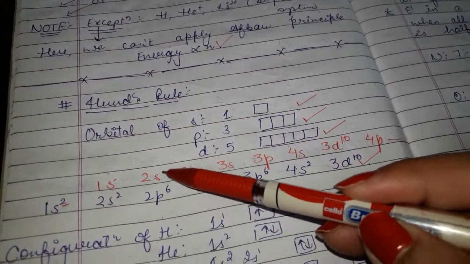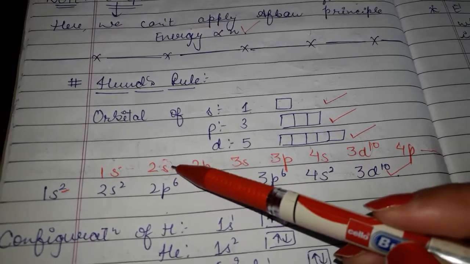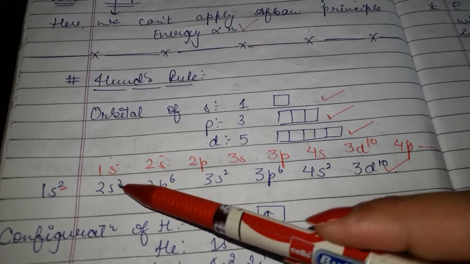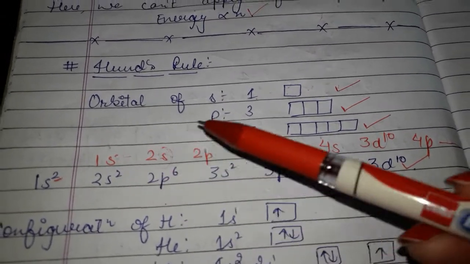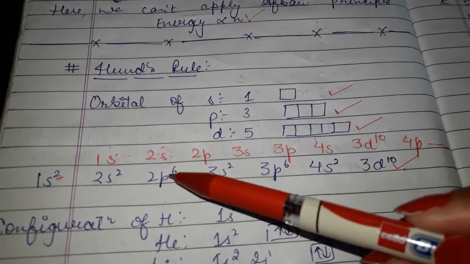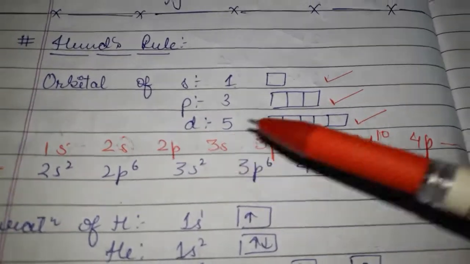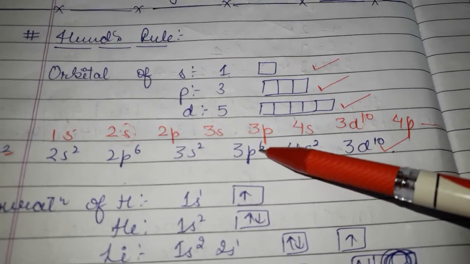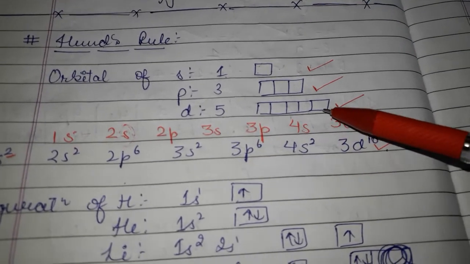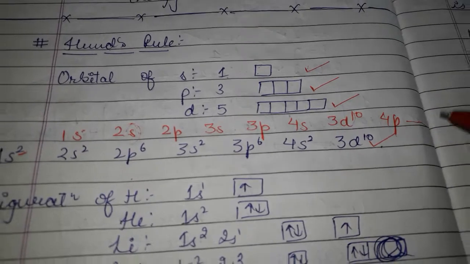We have to check this value of n. S again can have 2 electrons, so the maximum filling of electrons can be 2. P has 3 orbitals which can accommodate 6 electrons, so 2p6. S again can accommodate 2 electrons, 3s2. P can have 6, so 3p6. S2, D has 5 orbitals which can accommodate a total of 10 electrons, so 3d10, and so on.